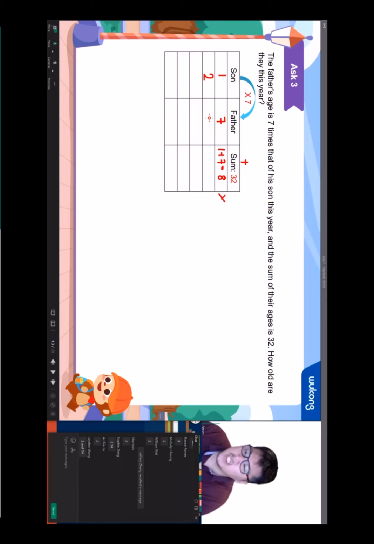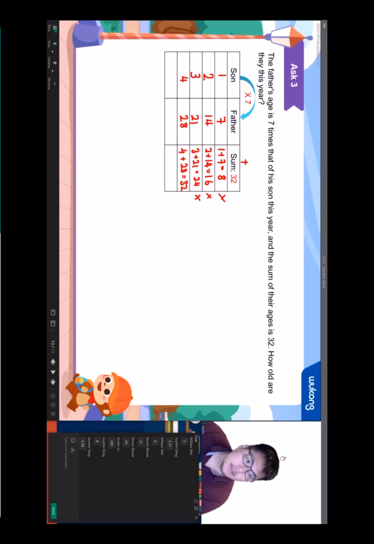So 2 times 7 is 14. Yes, and then we get 16. And then, that's right, guys. So we keep going. 3. 3 times 7 is 21. So 3 plus, not times, 21 equals 24. So it doesn't work. And then 4. 4 times 7 is 28, that's right. And then 4 plus 28 equals 32. We found it! We found the answer.